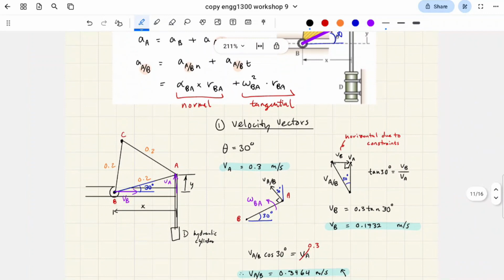Okay, so what I've done is, to save time, I've done the velocity part already. The first step to solving any question which involves acceleration is to solve for velocity and angular velocity first, right? Components which are relevant to the acceleration part. That's always the first step, right? Unless you're given it, in which case you don't need to solve for it.